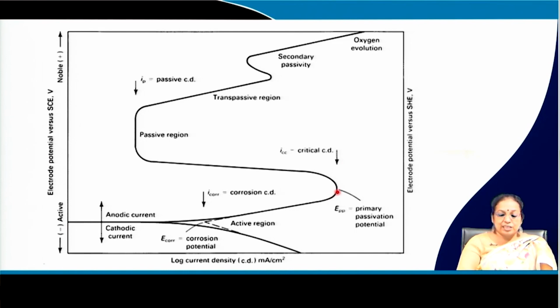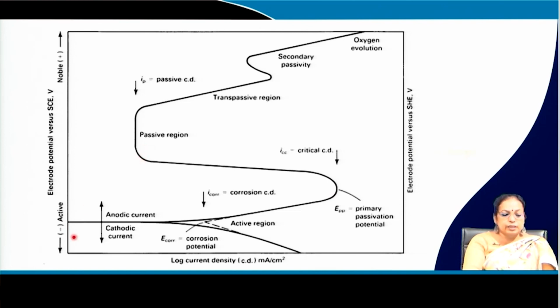So, you will see that immediately after this primary passive potential, the corrosion rate decreases to a large extent, by several orders of magnitude, because the surface is highly protective. So, a corrosion film forms and the surface is no more active. So, it becomes passive in nature.